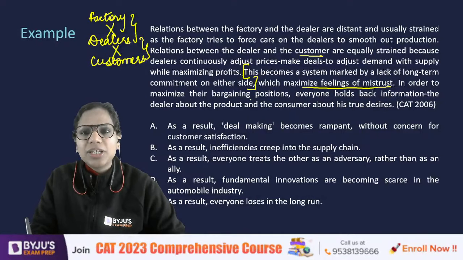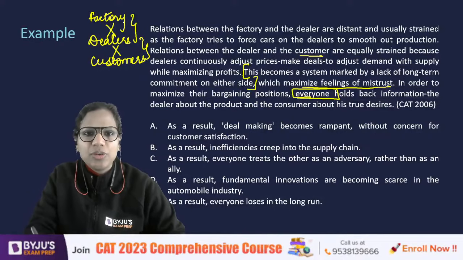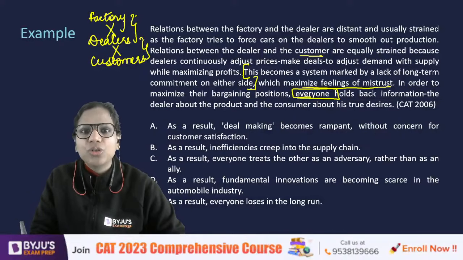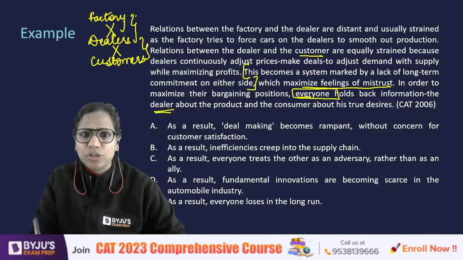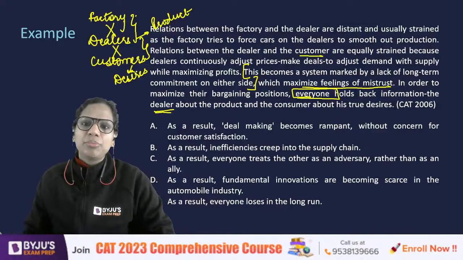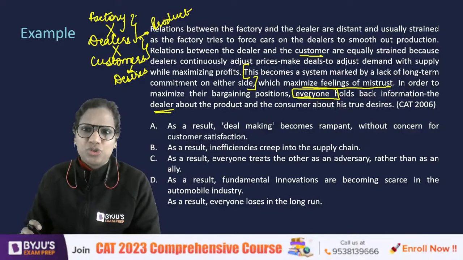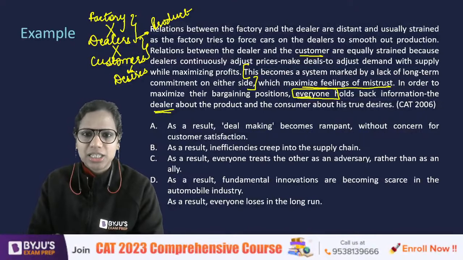In order to maximize their bargaining positions, everyone, meaning all these parties, everyone holds back information. The dealer about the product, the consumer about his true desires, right? But remember that the factory is also a part of the picture. The manufacturer is also a part of this picture. We saw that in our previous sentences.